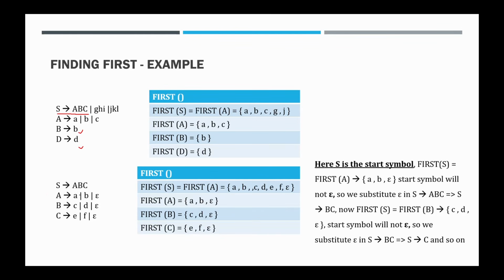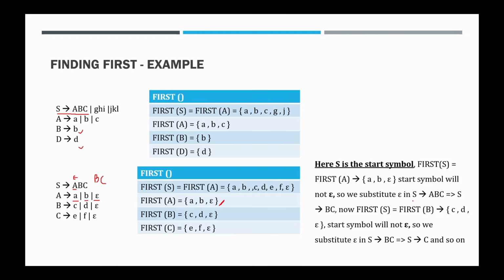Next one, here for this production, just check, this is very important. S tends to ABC. So first of S will be A. Fine. Now find the first of A. What is first of A? A, another production B, another production epsilon. So the first of A will include A, B, epsilon. Okay. Now, since this A tends to epsilon, what we need to do? Here we need to substitute this as an epsilon. So if we substitute epsilon, my production will be changed as BC.